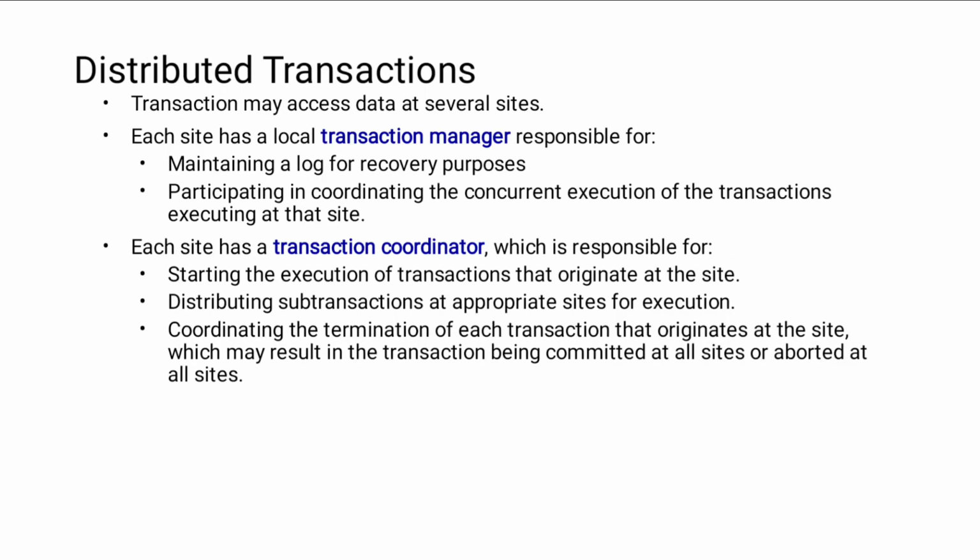Distributed transactions. A transaction may access data at several sites. There are two roles available. At each site, a transaction manager is responsible for maintaining a log and for coordinating concurrent execution of the transactions. Next, the transaction coordinator starts the transactions and allocates the work to the transaction managers. At last, it will terminate each transaction process and coordinate the work.